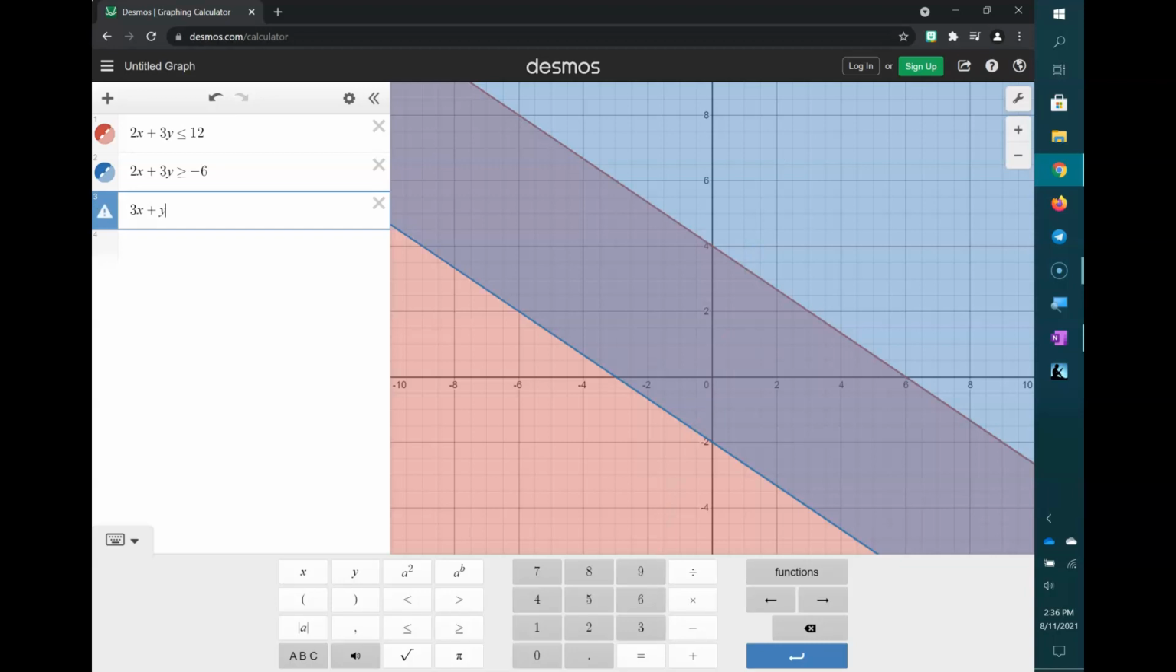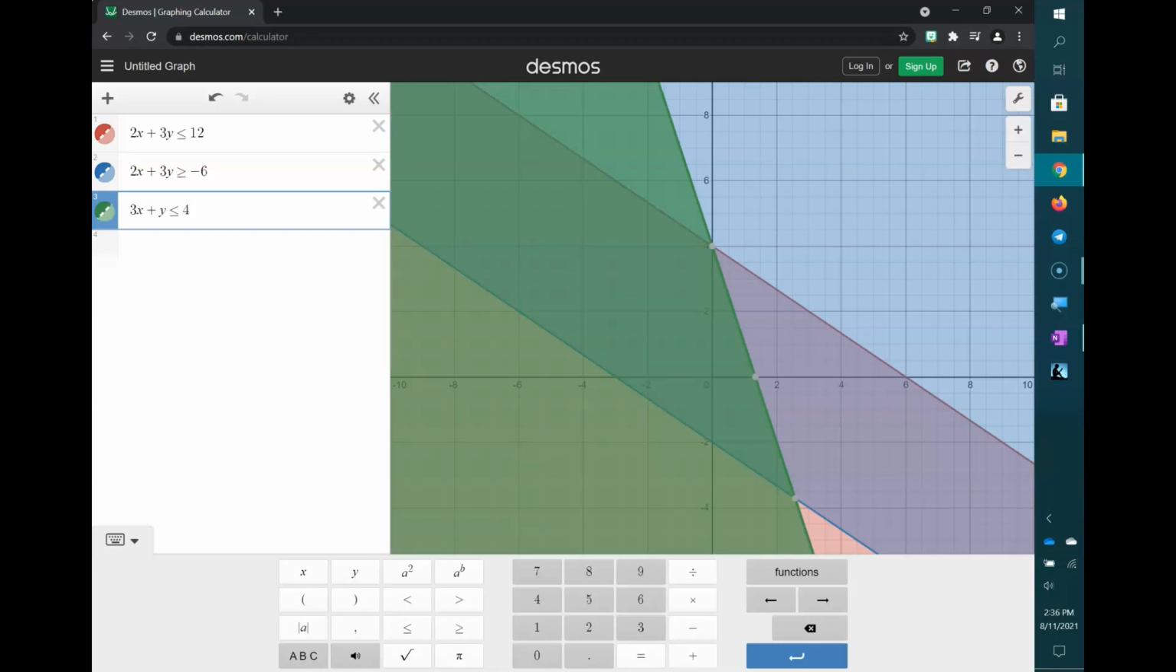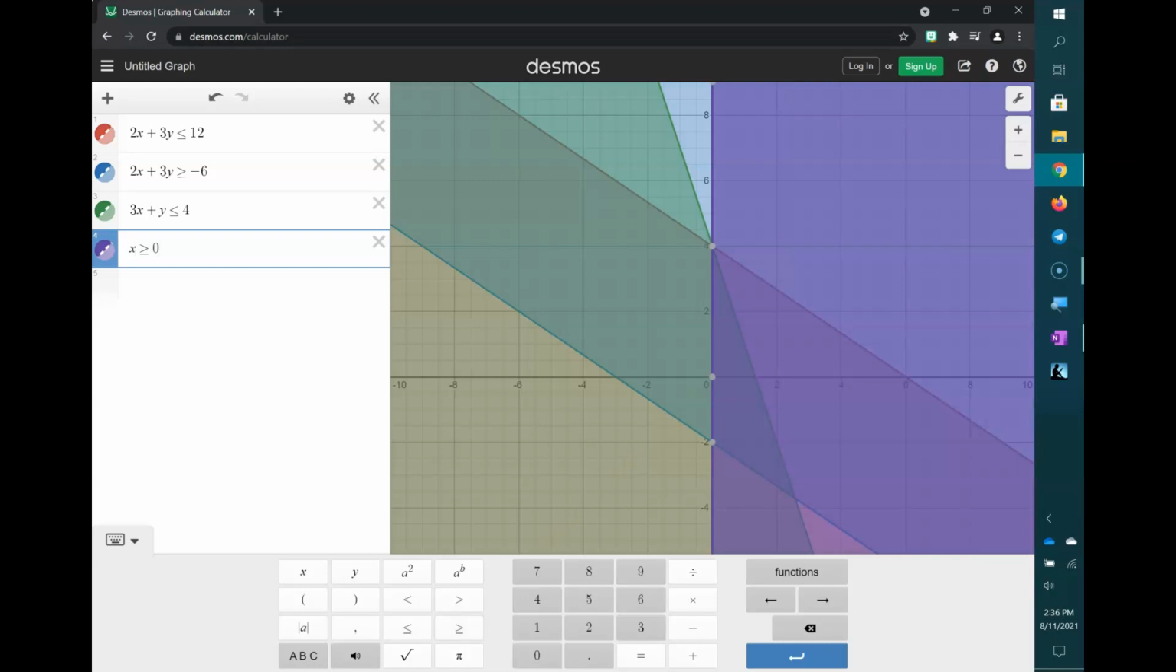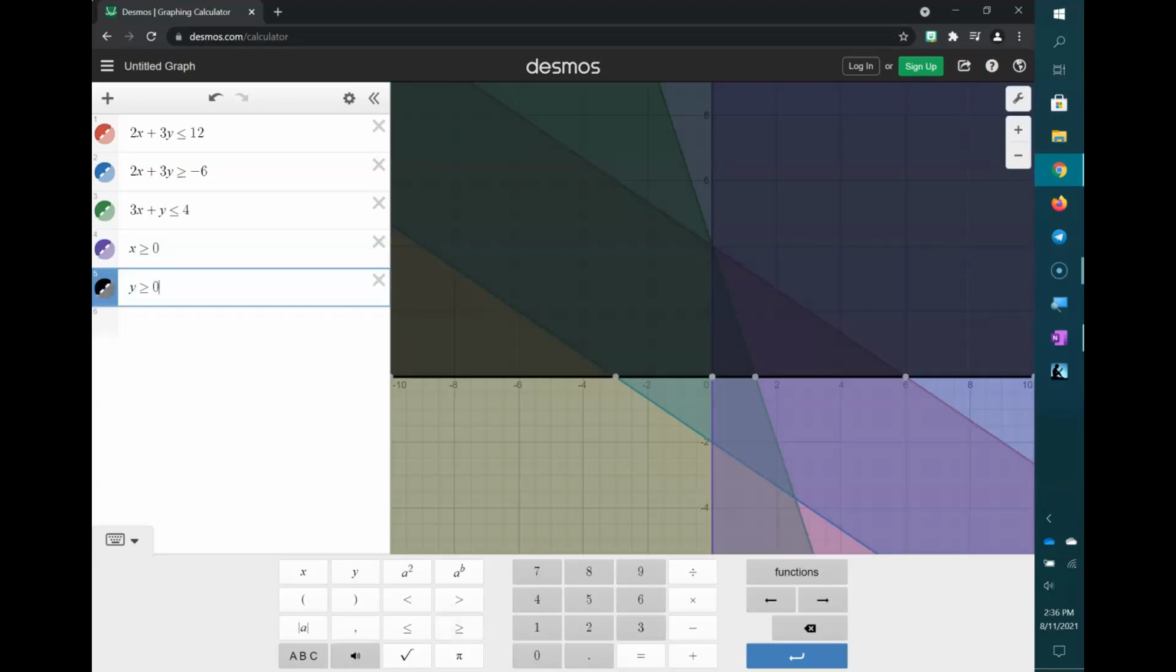So then I have 3x plus y is less than or equal to 4. So now see how it's the overlap of the 3 colors. So if there's only 1 color or 2 colors, that's not part of the solution. And then we can add in the x is greater than or equal to 0. It's getting a little messy. Y is greater than or equal to 0.